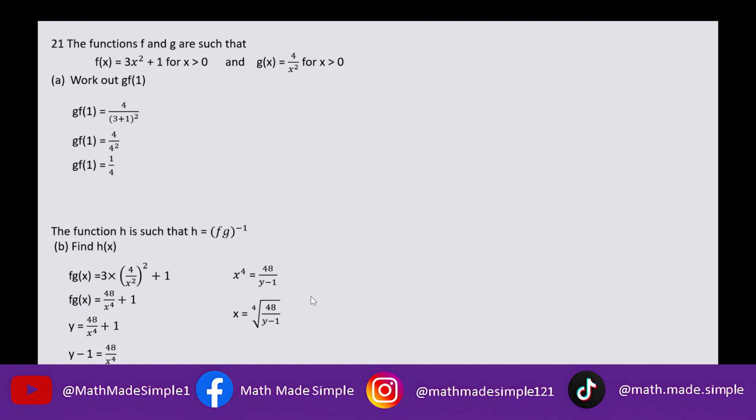And now I'll show you what I mean by replacing the x's and y's, if that was confusing at first. So that is fg inverse, which is x. And then here I wrote y, but it's x, because you're finding h of x, and that's the answer.